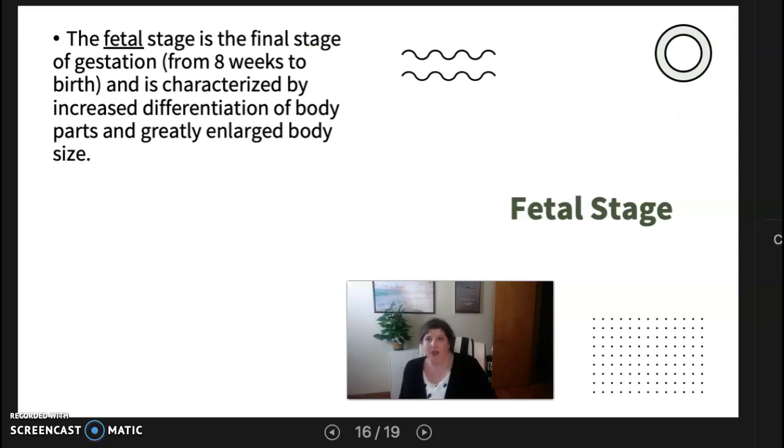This is the final stage, and it goes from that 8th week until the birth. Here there's more differentiation between the body parts. They're greatly lengthened, so they grow quite long. And then the bone density starts, the bone cells start in like week 26, I think.